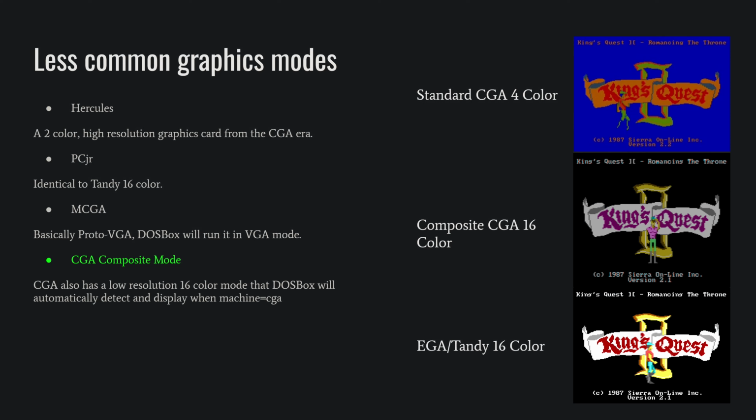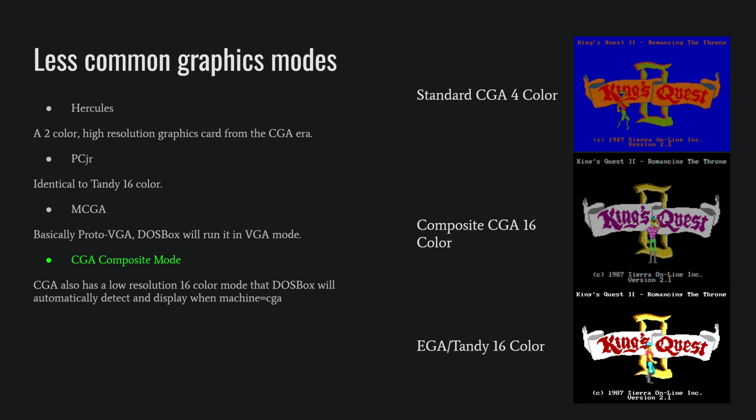Now, as you're experimenting with games and looking through their configurations and settings and so forth, you might notice some other settings being available. And here's some that you might notice. There's Hercules, which was more of a business type adapter. It's high resolution, but it's only black and white, so text-based stuff. You don't see that very often, but it'll be in some games' settings. There's PC Junior, which is kind of like Tandy. It's just another name for it. The PC Junior and the Tandy were both competitors to one another.